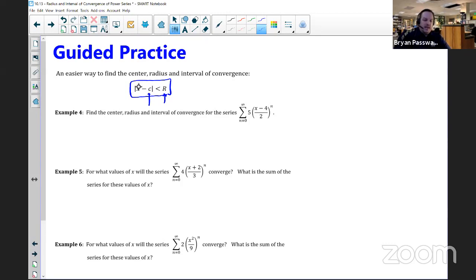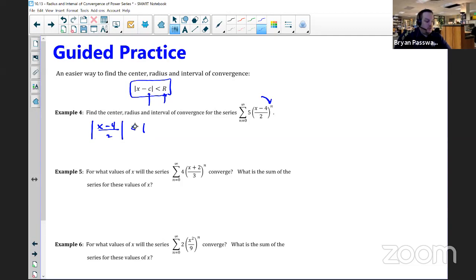So let me show you a couple of examples of how using this form can help us avoid using those compound inequalities. Let's find the center, radius, and interval of convergence of this geometric power series. It's geometric because the only case of n in the problem is an exponent. Since it's geometric, we know that the absolute value of the ratio, x minus 4 over 2, needs to be less than 1.